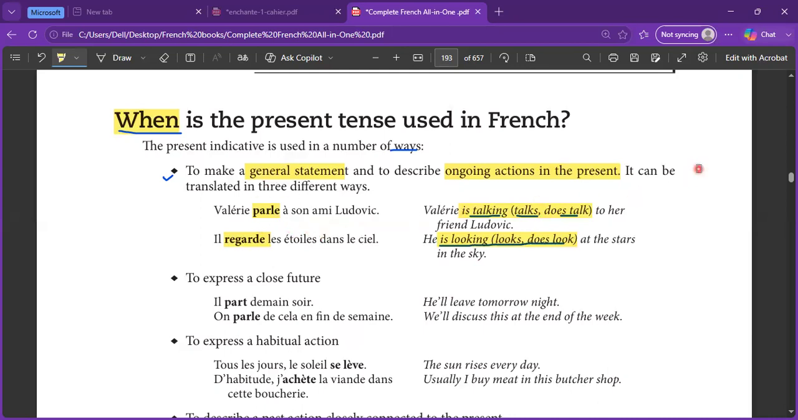These three meanings, the ing, the present tense of English, and the emphatic tense, map to just one tense over here, that is the présent de l'indicatif. And to make a general statement or an ongoing present action, that's a fairly obvious use. Thus, you will be using the present tense only.